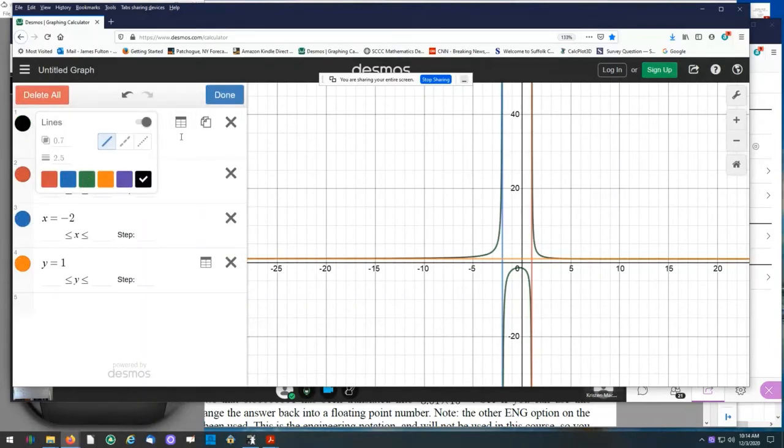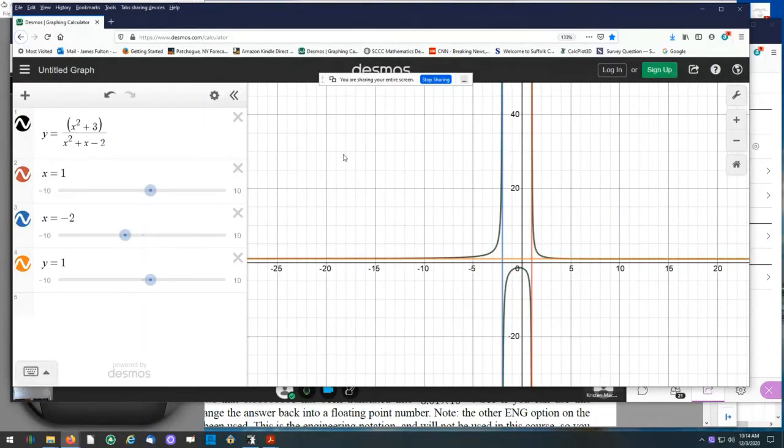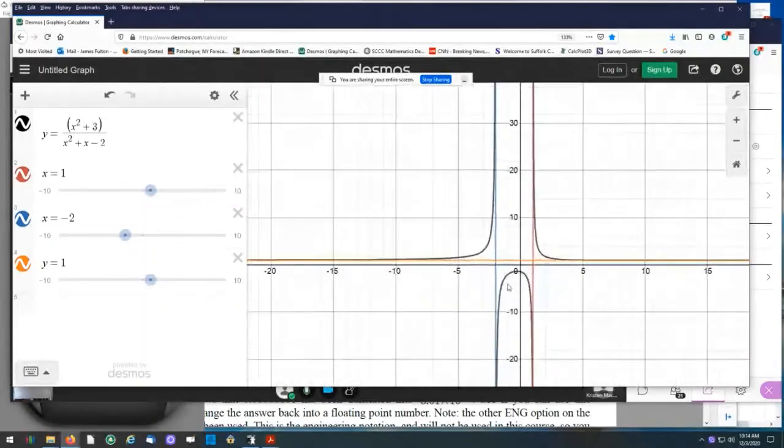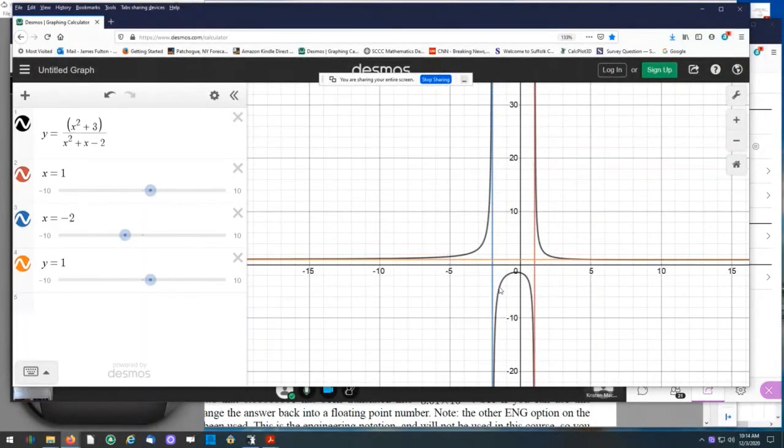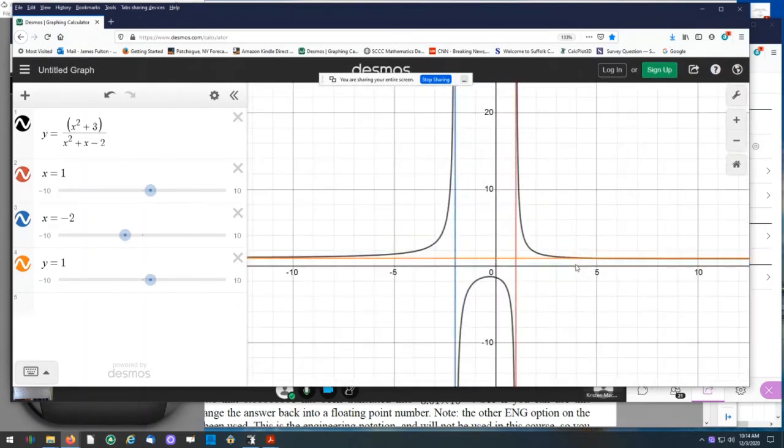Let's make that black so we can kind of see that. Okay. So I have some vertical asymptotes. You can see my horizontal asymptote there. But now what's going to concern me a little bit more over here is the domain of this function.